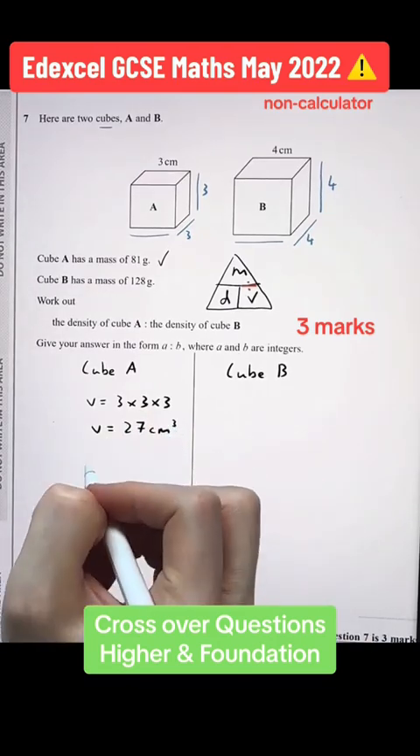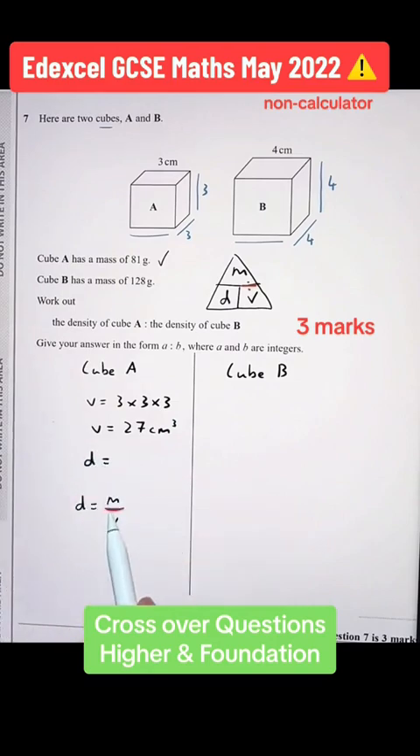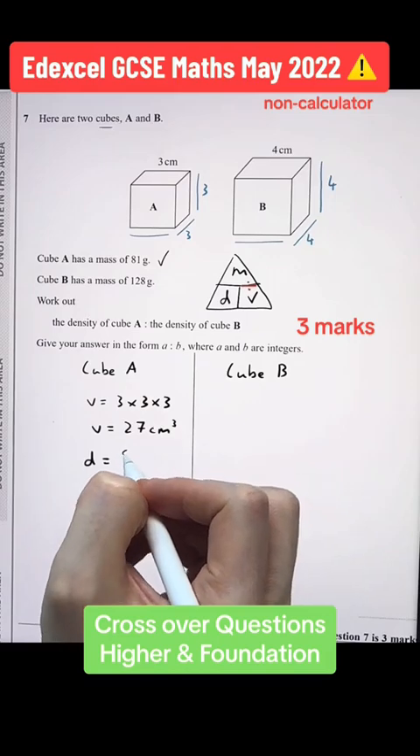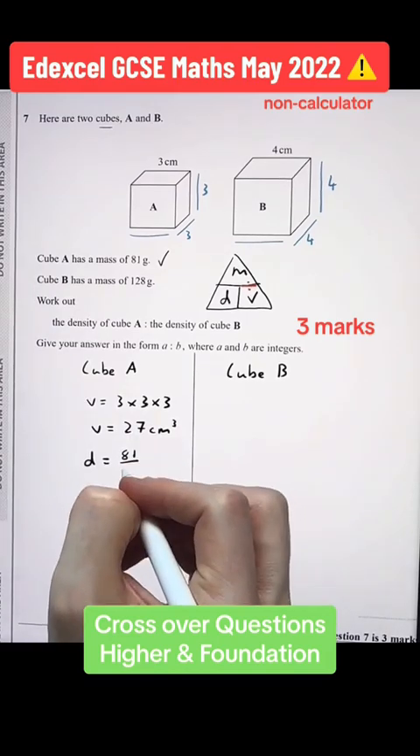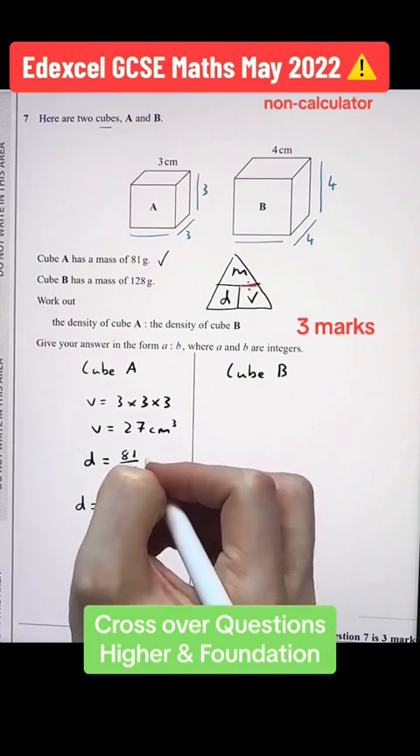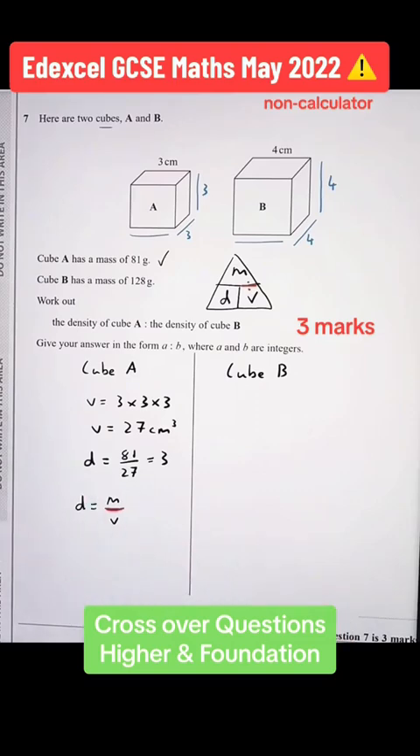As I want to work out density, therefore I know density is the mass on the top. We know the mass of cube A is 81. So it's 81 on the top, divided by V, the volume. In this case, the volume is 27. And 81 divided by 27 gives us 3. So the density is 3.